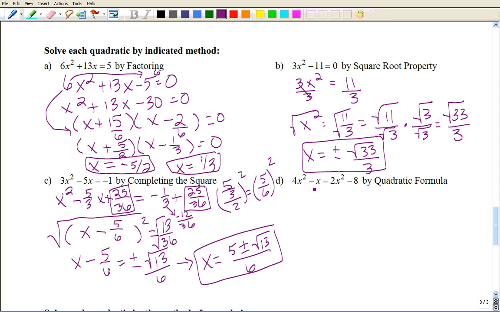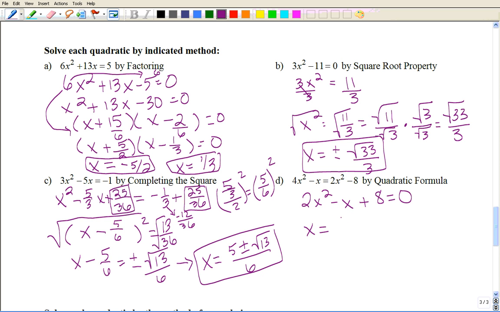And then on part D, we have 4x squared minus x equals 2x squared minus 8, and we're going to use the quadratic formula. So let's start out by putting this into standard form. So we'll have, let's subtract over the 2x squared, so we get 2x squared minus x, and then I'm going to add 8 to get everything on one side of the equal sign. So the quadratic formula is x equals negative b, so here a is 2, b is negative 1, c is 8.